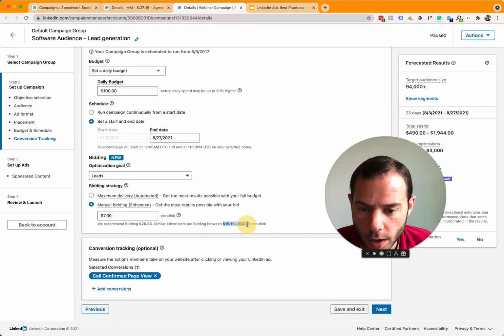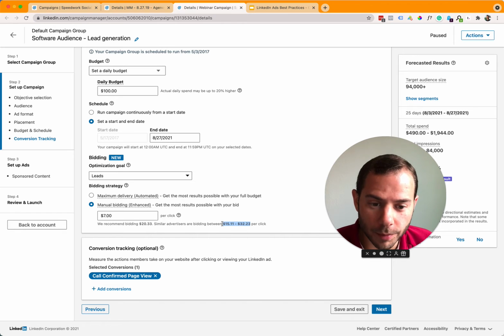So know that you have a range here, and this is all advertisers on the LinkedIn platform, including some very big companies with very big budgets. That's why this range is so high. If you're a smaller advertiser and you're spending in the thousands per month, then you're probably going to want to set manual bid and set a very low bid here to start.